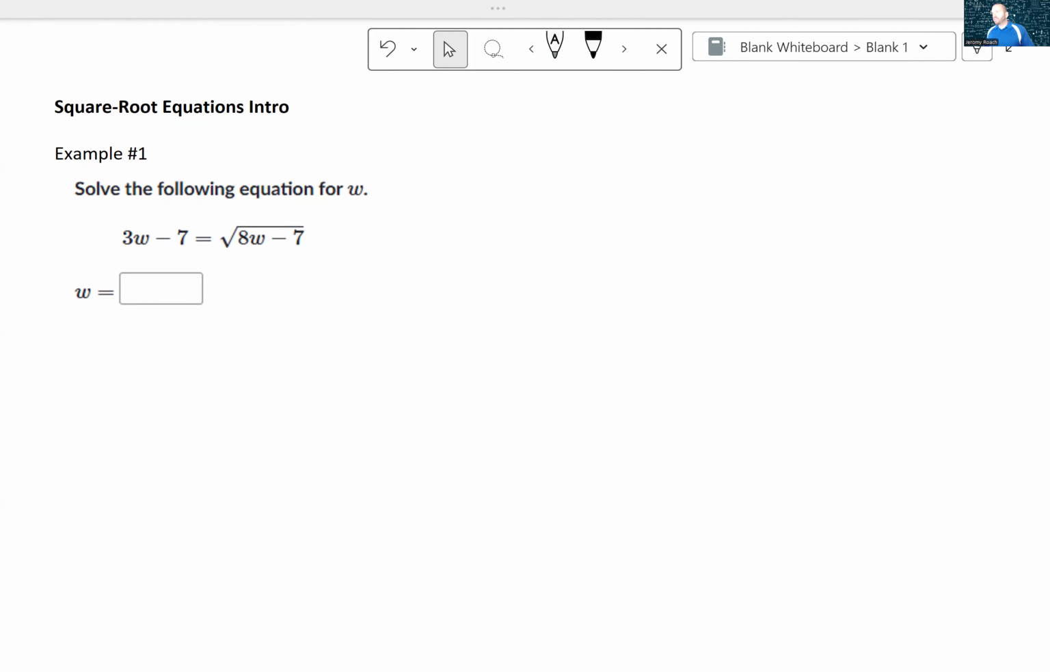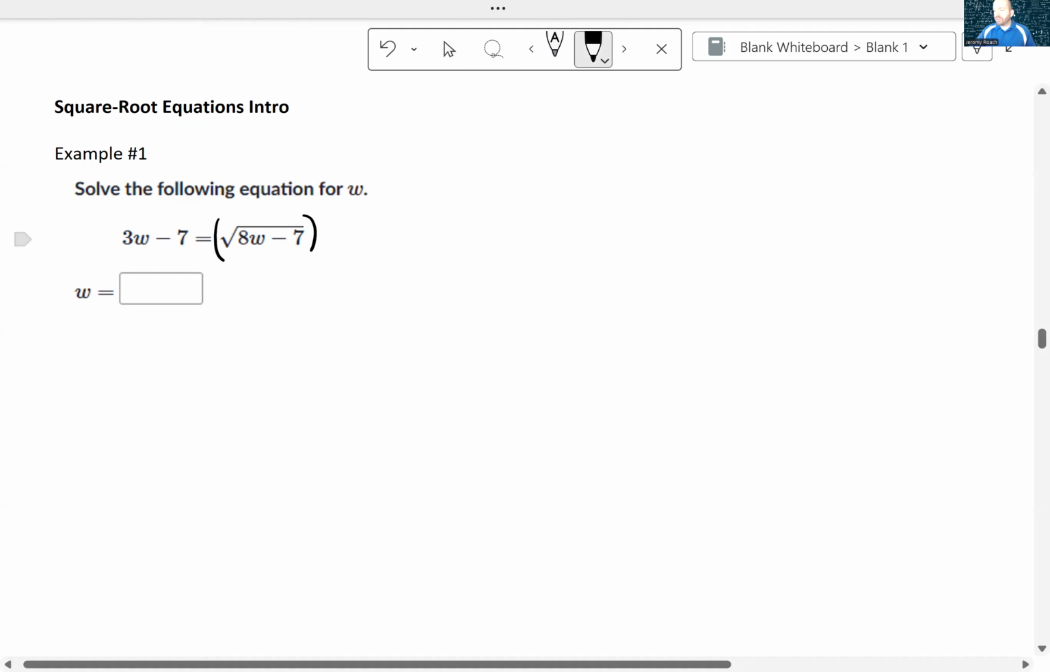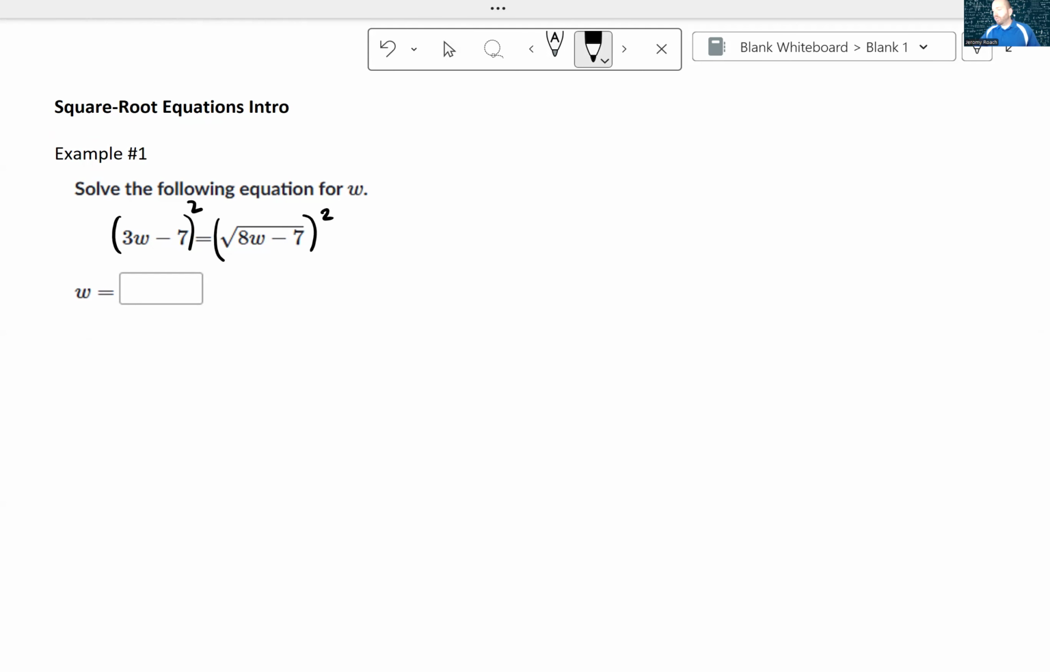In fact, we're going to have to use the quadratic method for this one, and that's going to take us a little bit of time. So the first thing we're going to do is square both sides. When we square a square root, it makes the square root go away. Now we're left with (3w minus 7) quantity squared equals 8w minus 7.